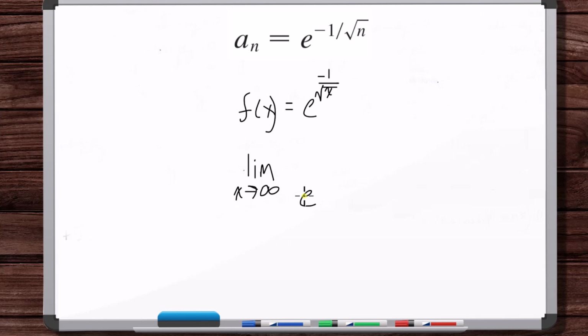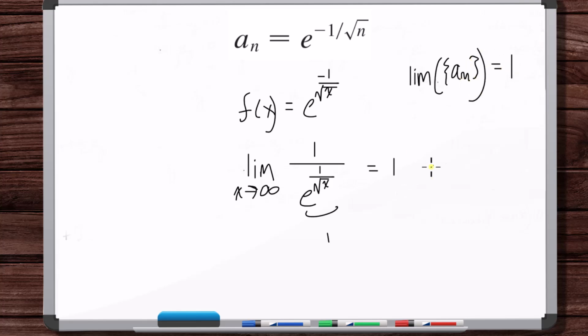Well, let's do this to make it easier to interpret. So, okay, x goes to infinity. When x goes to infinity, this goes to 0. E to the 0 is 1, so this goes to 1. That means the limit of a sub n is equal to 1.